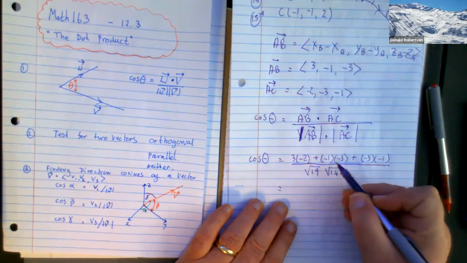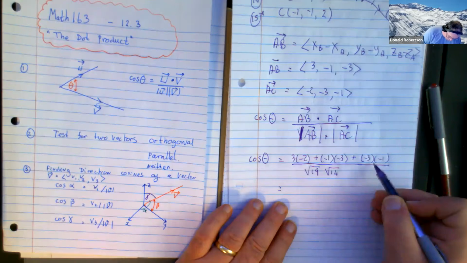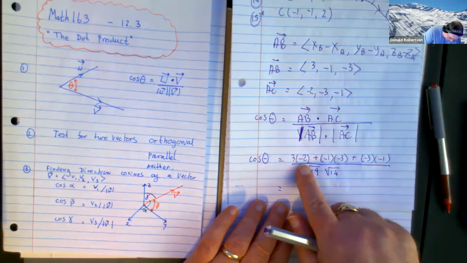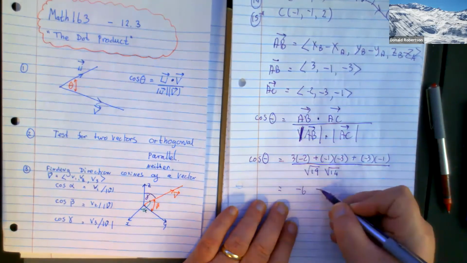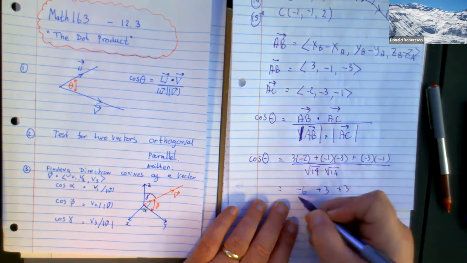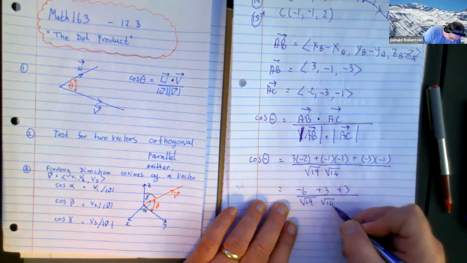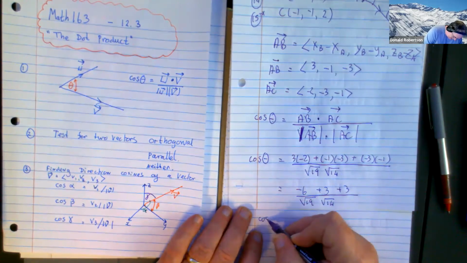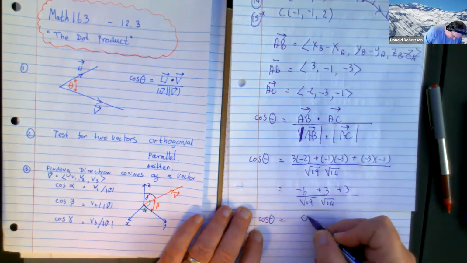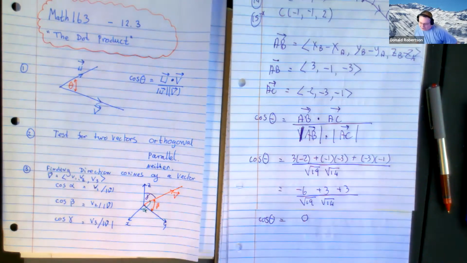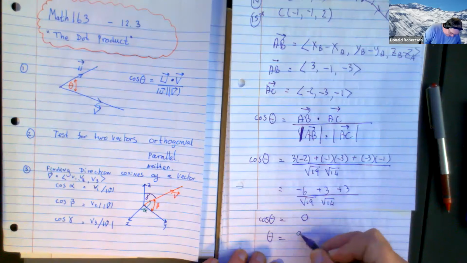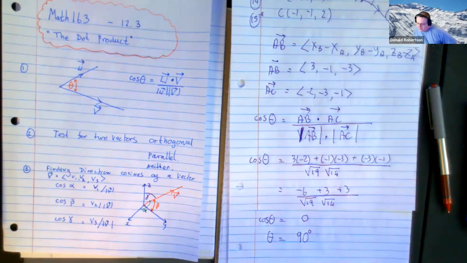What's that? -6. Well, that's +3. Almost screwed that up. So that's -3. Oh, would you look at that? Let's check it. -6, add 3, add 3, all over the square root of 19 times the square root of 14. Wait a minute. Isn't that 0? Does it matter that I divide by ugly square roots? No. And if you're 0, doesn't that make the answer 90 degrees?